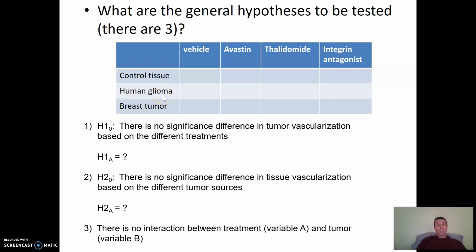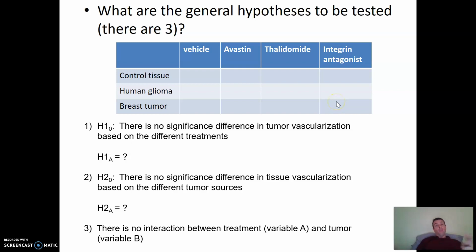So if you reject this null hypothesis, it means there is an interaction, which would tell you that the type of drug that works best is dependent on the tumor. So maybe some Avastin might work best for glioma, but integrin antagonist for the breast tumor.